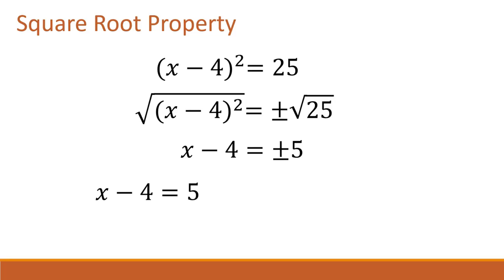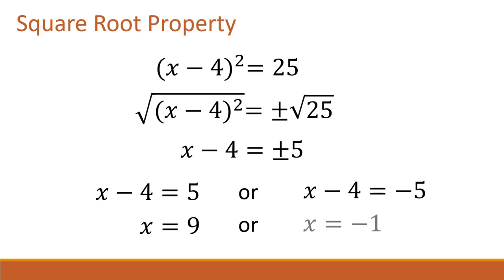Before we do that, let's rewrite this as the 2 equations that it represents. X minus 4 equals positive 5, or x minus 4 equals negative 5. Now we'll solve for x by adding 4 to both sides of both equations, to get 2 solutions, x equals 9 or x equals negative 1.